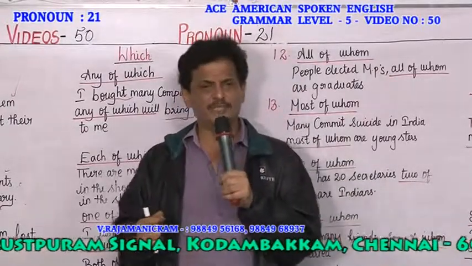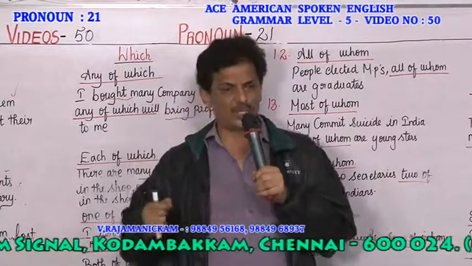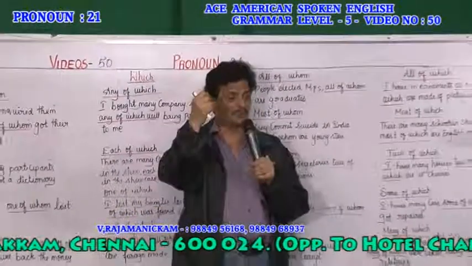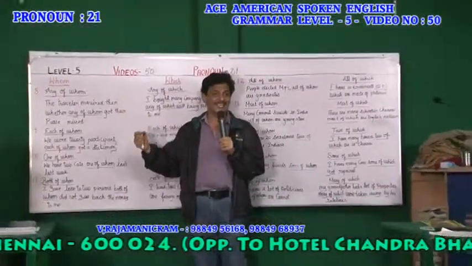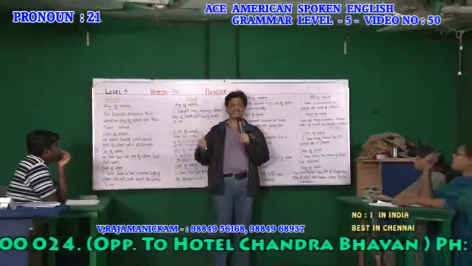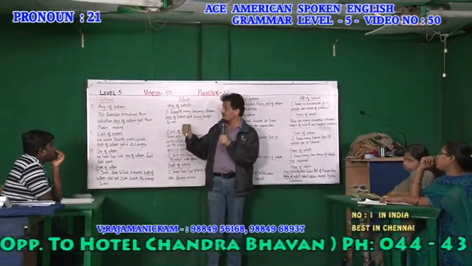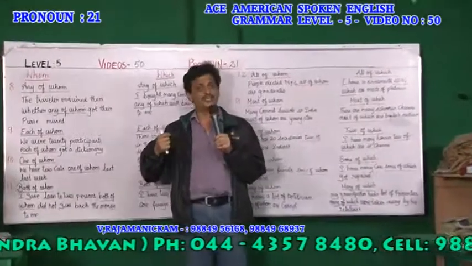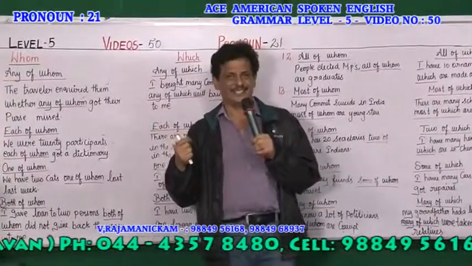For direct object you are using which. For indirect object persons you are using whom. So try to understand all these relative clauses, all these relative pronouns whom and which, and try to be a good speaker and good writer in English. Thank you very much.